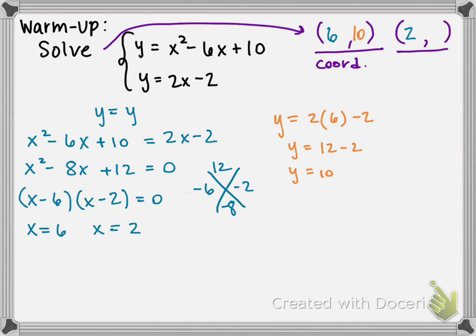Let's do that again, but now with the other variable. So we have y equals 2 times 2 minus 2. Oh, that's a lot of 2's. So y equals 4 minus 2, or y equals 2. So my solution to this system, given that I was supposed to solve, is 2 coordinates: (6, 10) and (2, 2). Moving on. Our solution to the previous one was coordinates, right? We said it was (6, 10) and (2, 2).